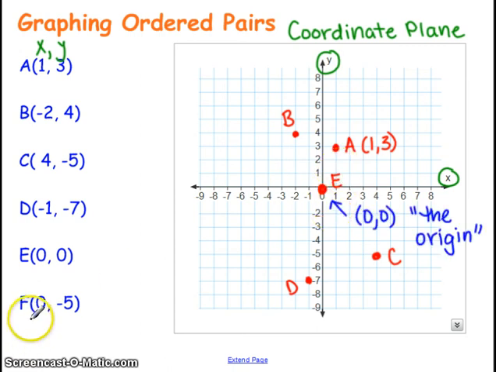And finally, we have F, (0, -5). So we start at the origin, we don't go over anything in the x direction, and we just go down to -5 on the y-axis. If you haven't heard these 2 words before, each one of these number lines, the horizontal and vertical ones, are called axes. So the horizontal one is called the x-axis. That's where you graph the x coordinates or the first coordinates. The vertical one is called the y-axis. That's where you graph the second, or y, coordinate. And that's graphing numbers and ordered pairs.